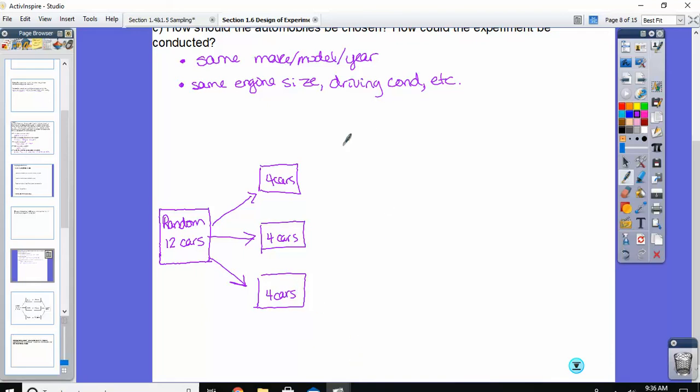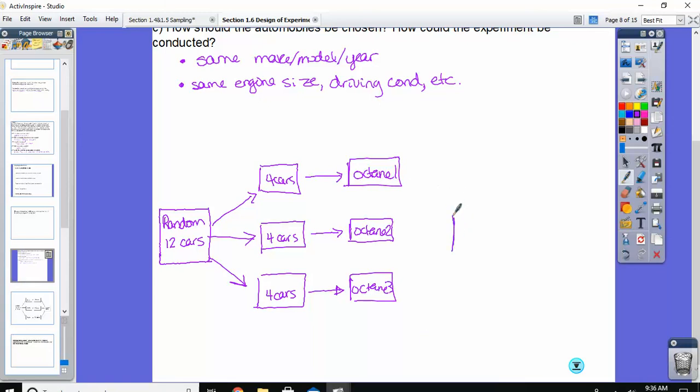So you can randomly pick which one goes to which. And then each of those gets an octane level. And they go out and drive, and then at the end we compare. We were worried about mileage, so your miles per gallon. So you can describe an experiment in words, or you can use a picture like this to help describe the scenario. And that would allow us to see if there is in fact a difference among them.